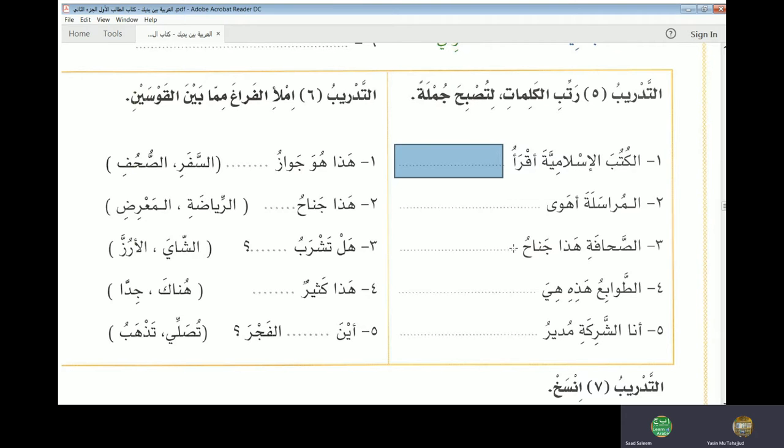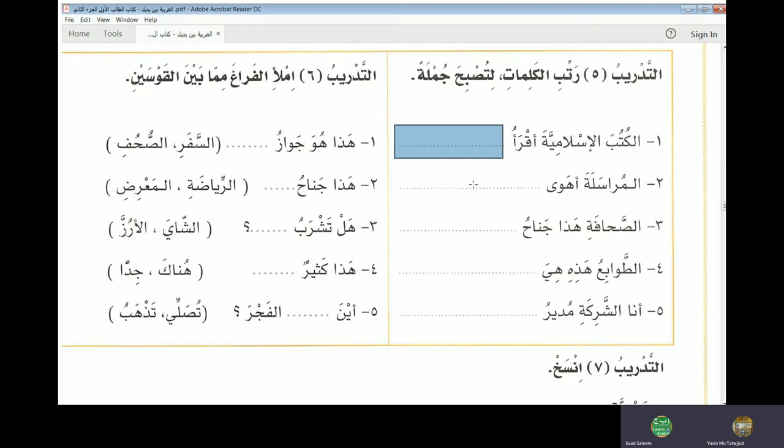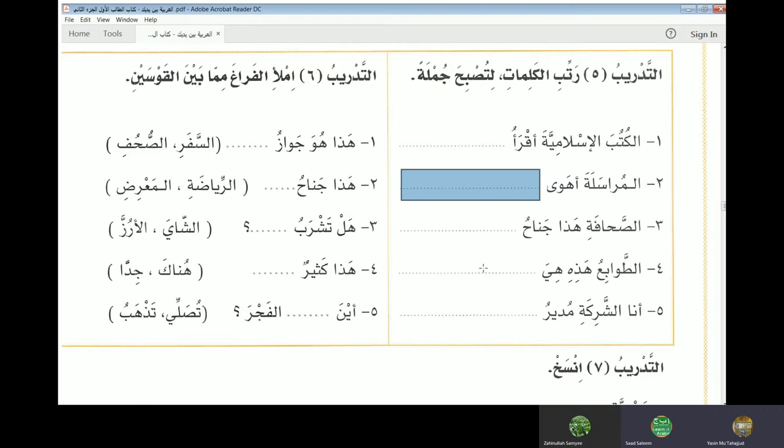Okay. Al-Kutub al-Islamiyyatan, ikra'u. Akra'u. So it's Akra'u Kutub al-Islamiyyata. Okay. Ahwal murasalata. Correct. Ahwal murasalata.